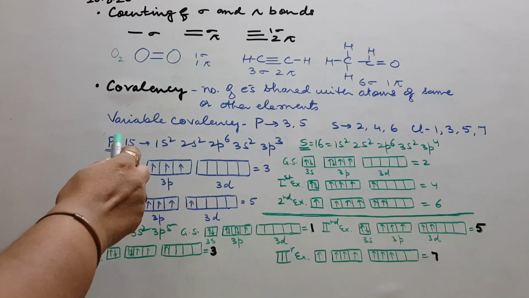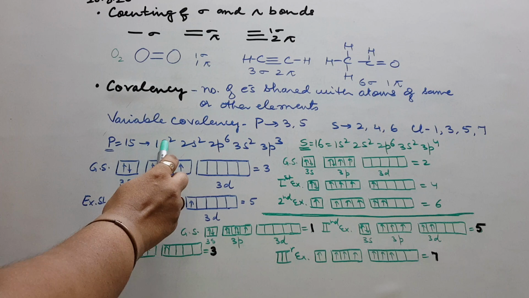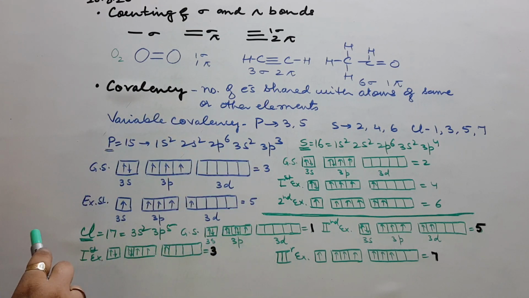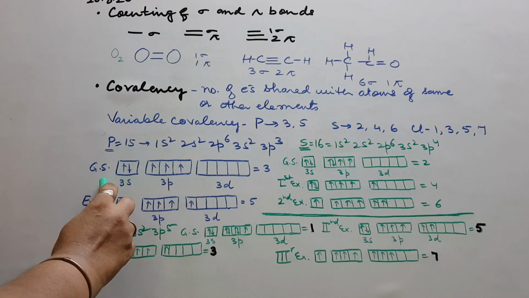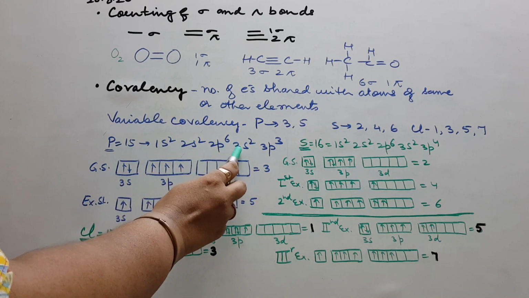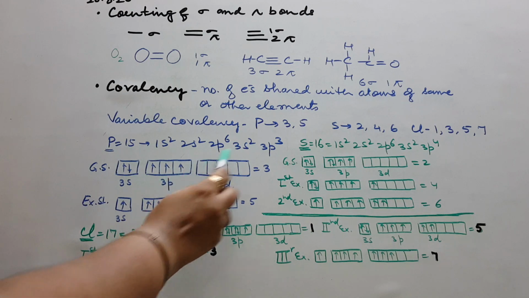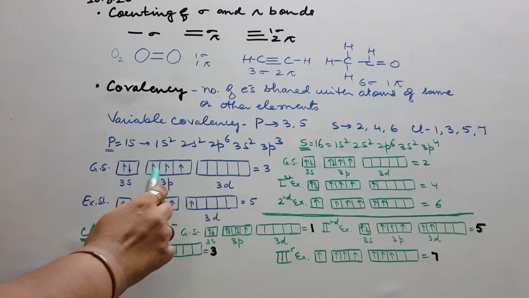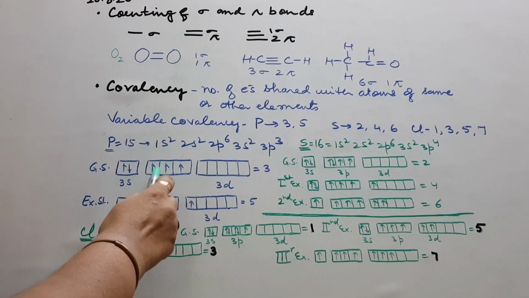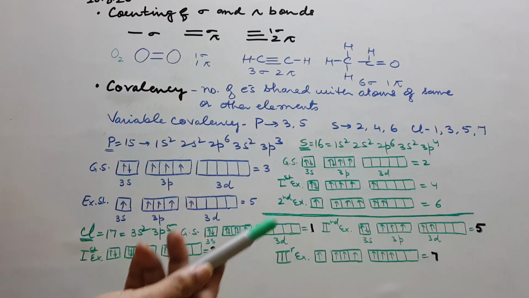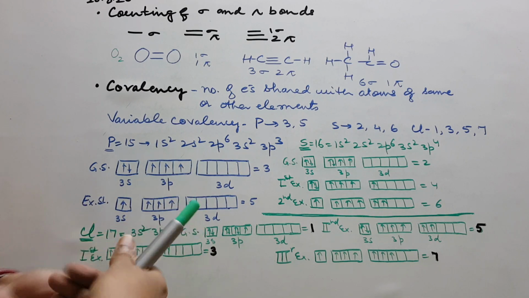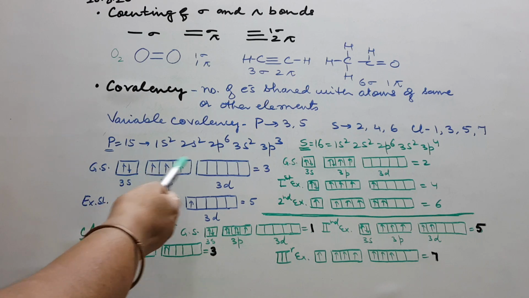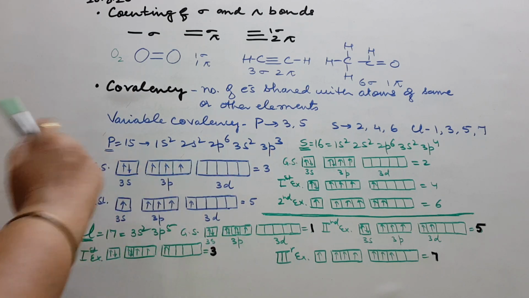Now see children, phosphorus: atomic number 15, 1s2, 2s2, 2p6, 3s2, 3p3. So I wrote the ground state configuration for the outermost shell, 3s2 and 3p3, so all will occupy 1 electron each. So here 3 electrons are unpaired, so it can show covalency 3. They can be paired up and that is a bond formed. So these 3 electrons will have a tendency to pair up and it will show covalency 3. It will share 3 electrons.